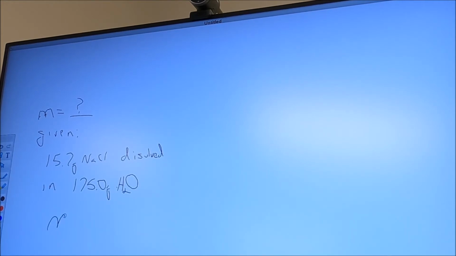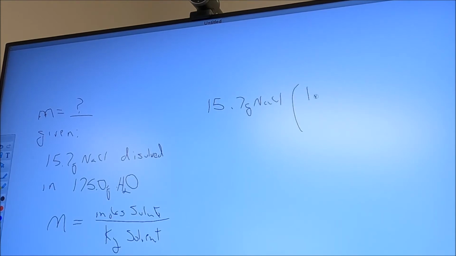Since I'm calculating molality, I know that I'm going to have moles of solute over kilograms of solvent. So I'm going to need to take the NaCl and convert it from grams to moles, and I'm going to have to take the water and go from grams to kilograms. So 15.7 grams of NaCl, 1 mole of NaCl, and it's 58.44 grams of NaCl. Okay, grams and grams of NaCl divide out.